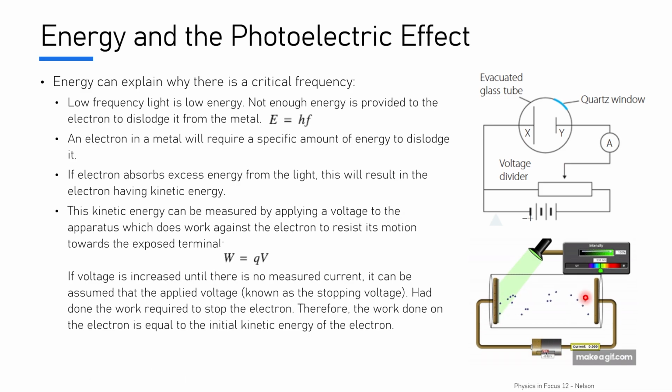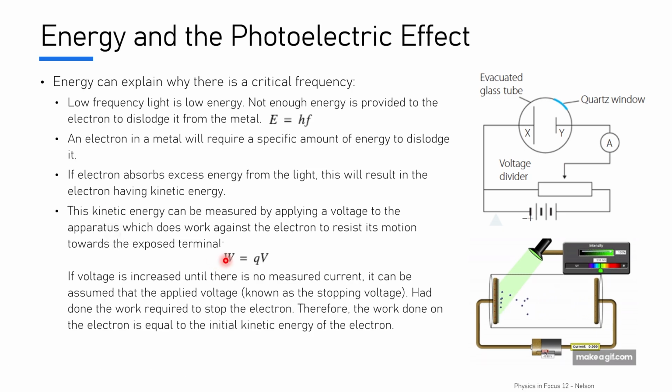What that means is if there's no more current, then electrons that are being dislodged are no longer making it to the other side. If you've hit that kind of threshold voltage where the current finally stops, we call it the stopping voltage. It's that break point where there's now too much voltage to get the electrons across. We know that at that stopping voltage, for the charge of those particular electrons, a certain amount of work is being done to stop those electrons from moving any further.